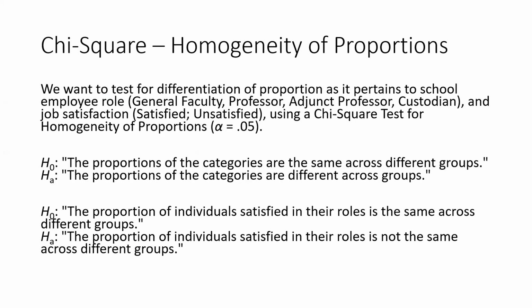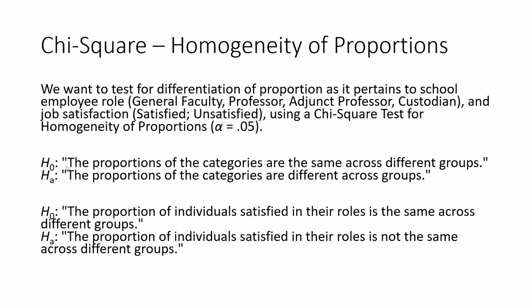So in this example that we're going to do here, we're going to test for differentiation of proportion of school employee role, we have general faculty, professor, adjunct professor, custodian, and we're going to test that against job satisfaction, whether it be satisfied or unsatisfied. And we're going to use a chi-square test for homogeneity of proportions. Alpha value equals 0.05.